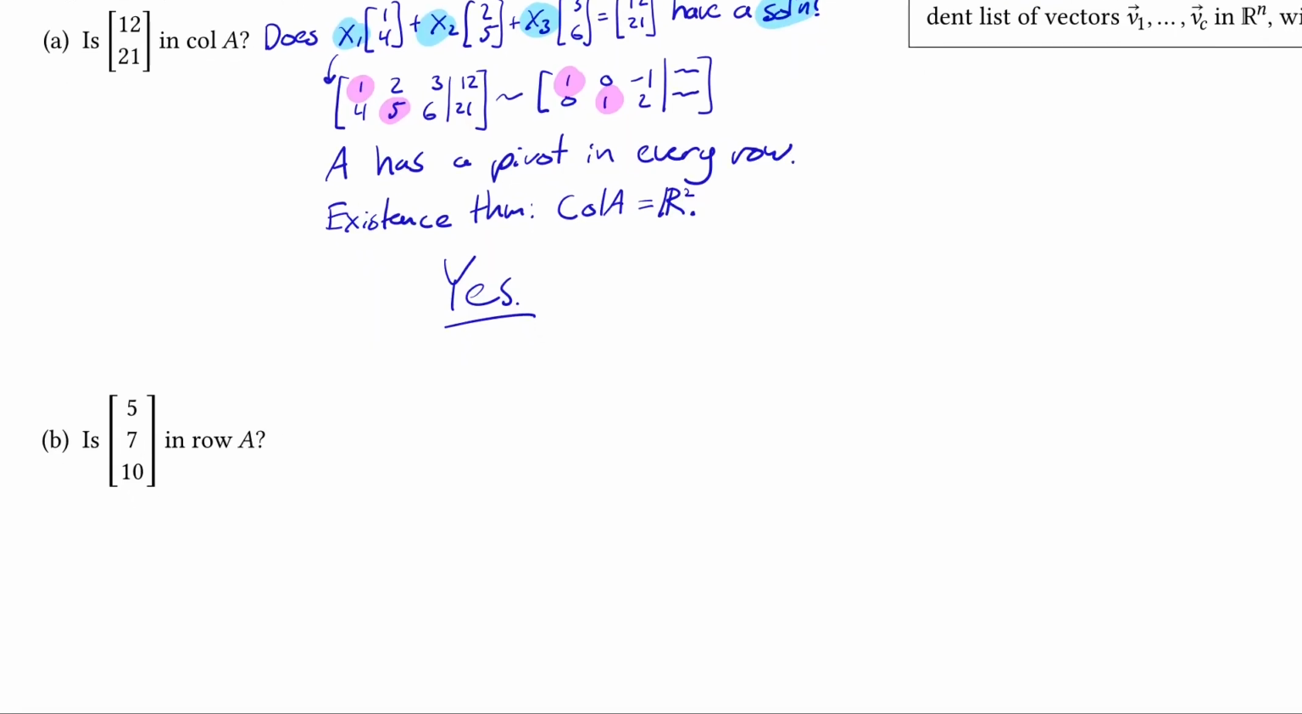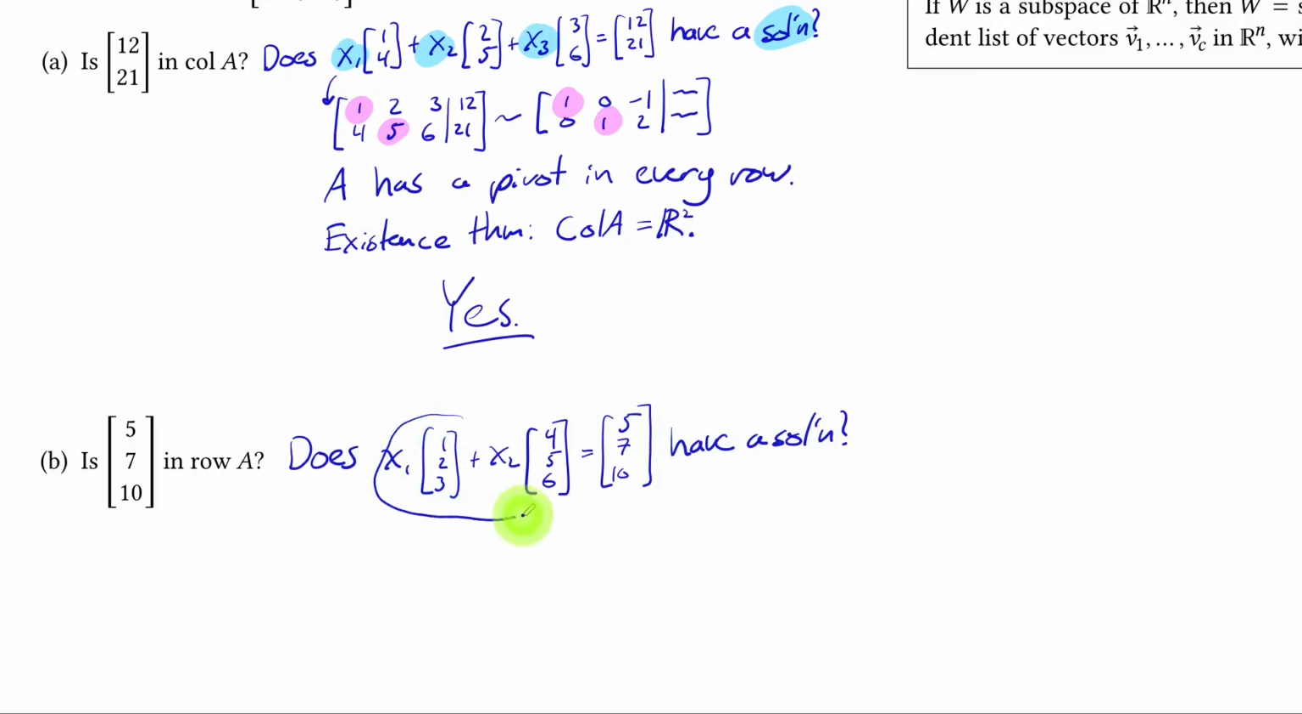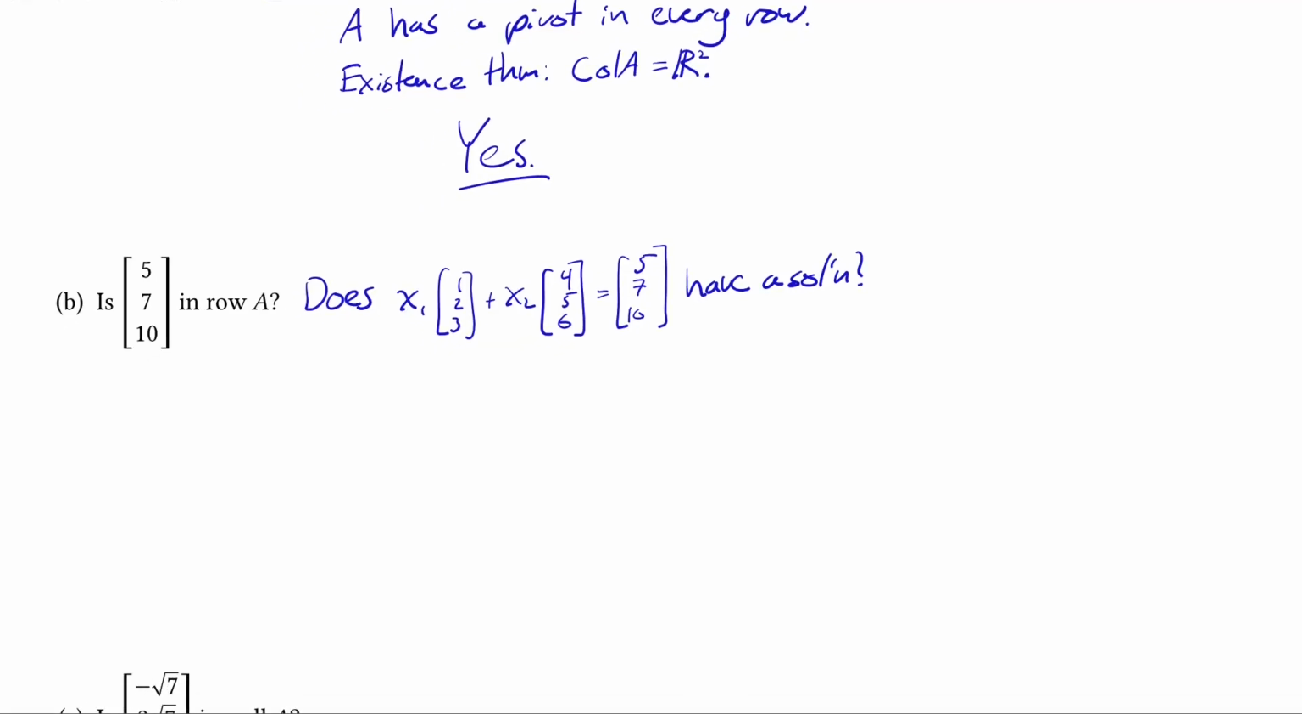All right, what about this one? Is this in the row space of A? In other words, does this vector equation have a solution? Is there a vector in the row space that is equal to 5, 7, 10? So this time we've really got to solve it.